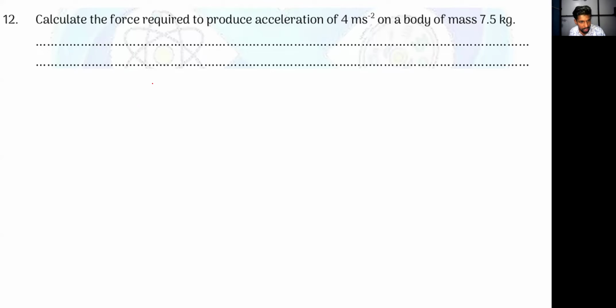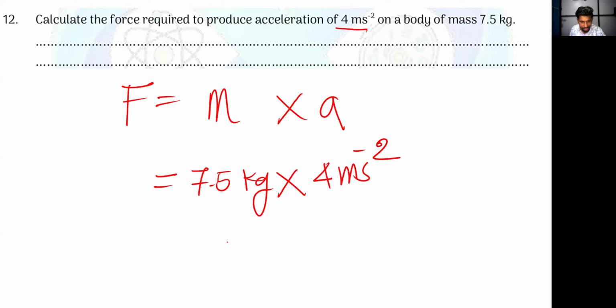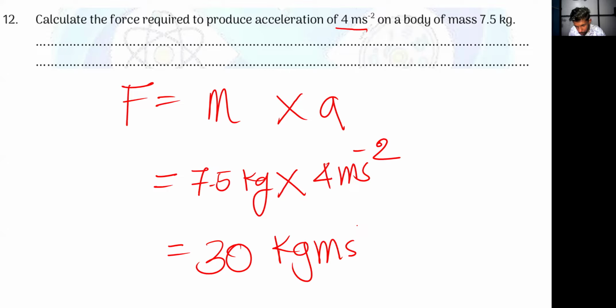Force is equal to mass into acceleration. You know the mass, that is 7.5 kilograms, and the acceleration, that is 4 meter second minus 2. When you multiply these two, you get 30 kilogram m/s². We can put it like that, but the standard SI unit will be 30 Newton. This is the way to do the question.